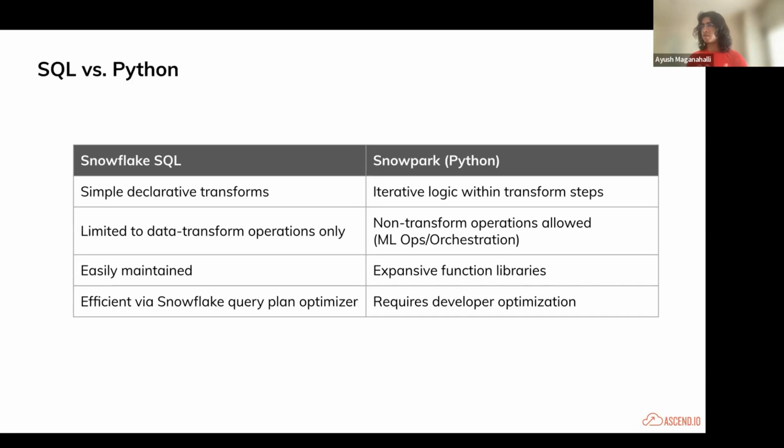So in this case, SQL is very straightforward. You're only really able to do data transformation operations, but Python is a lot more flexible and you can take advantage of it in a lot more different ways. So in this case, things like MLOps, orchestration, all sorts of definition processes that SQL isn't really able to do will come into play here.